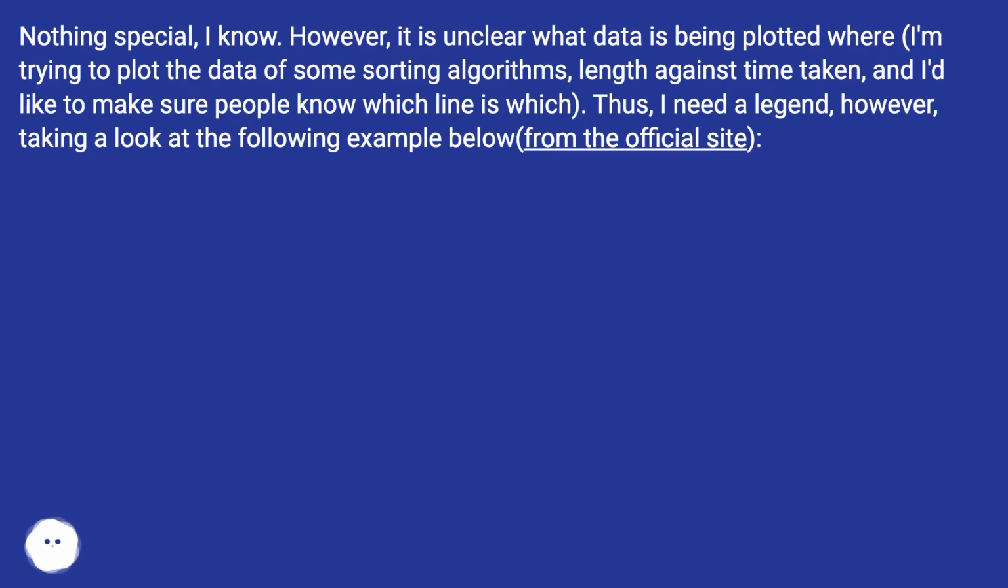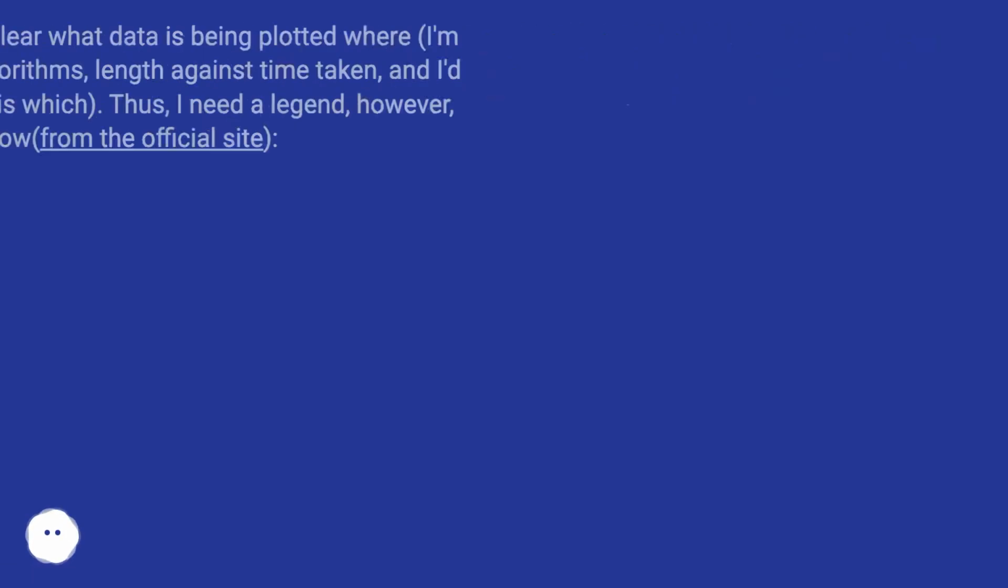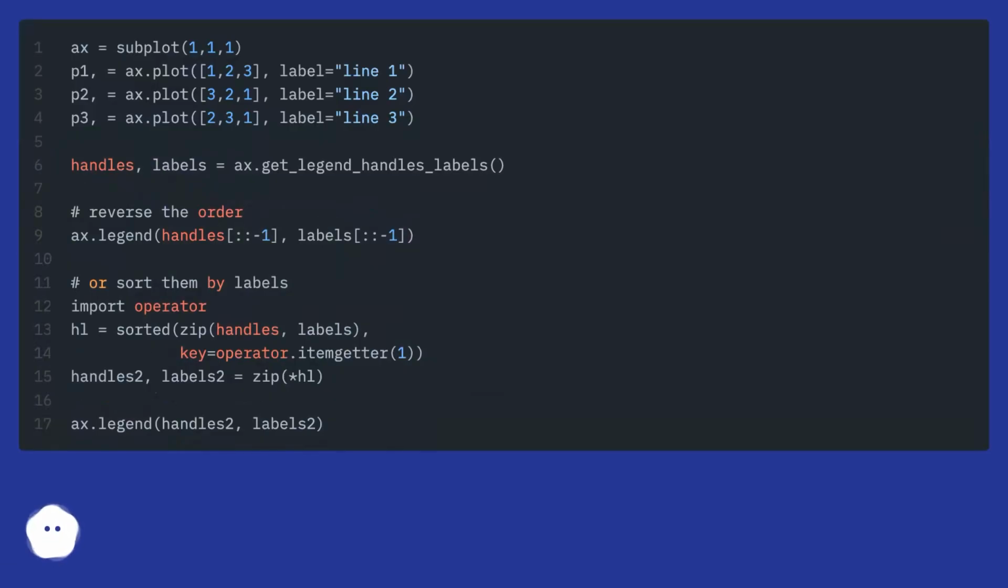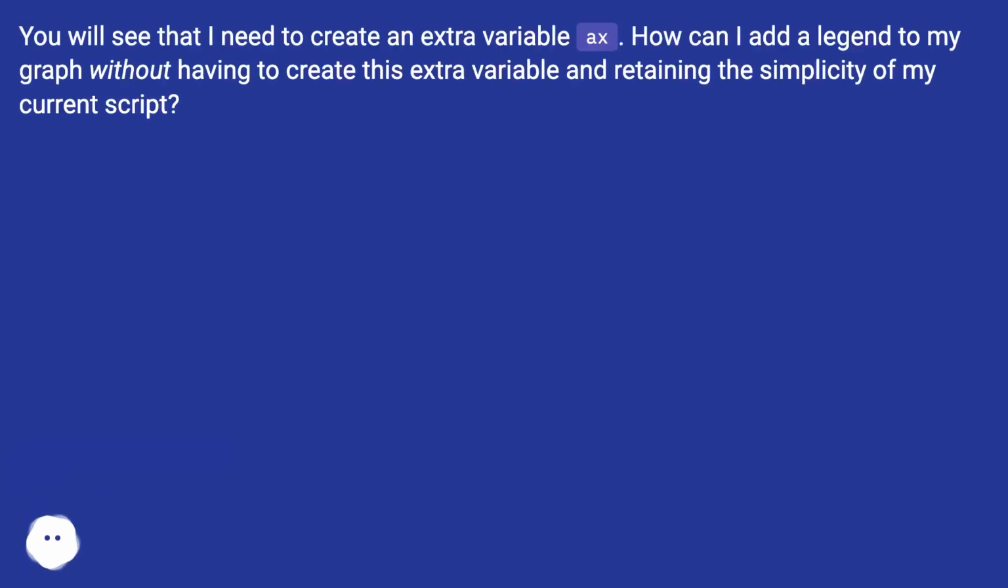However, taking a look at the following example below, from the official site, you will see that I need to create an extra variable x. How can I add a legend to my graph without having to create this extra variable and retaining the simplicity of my current script?